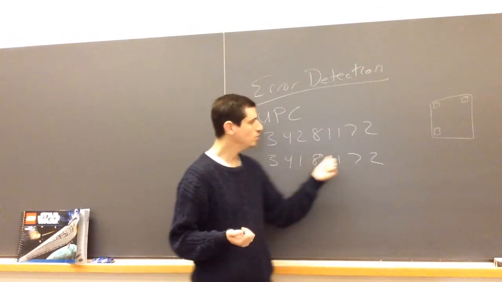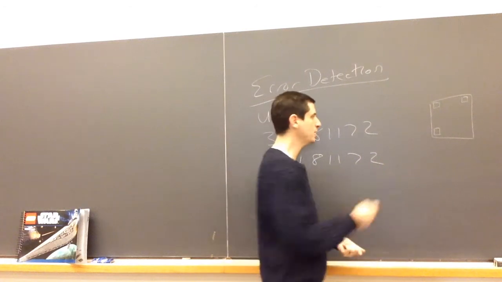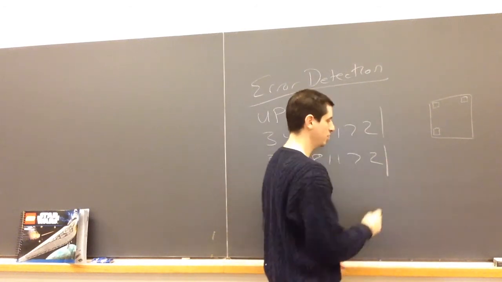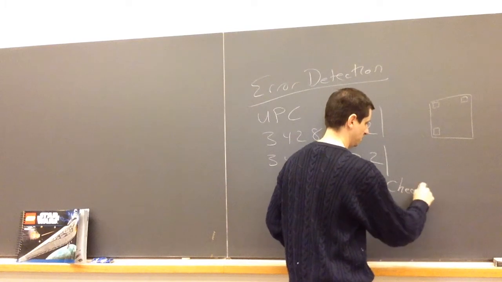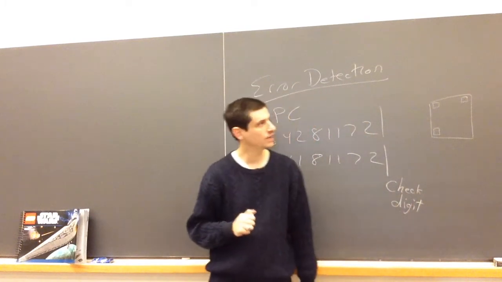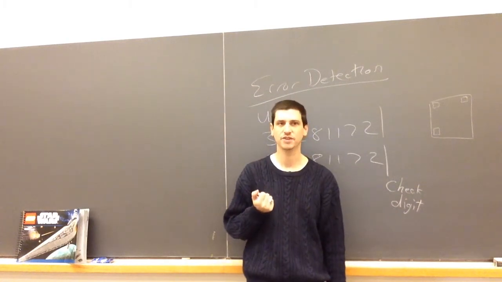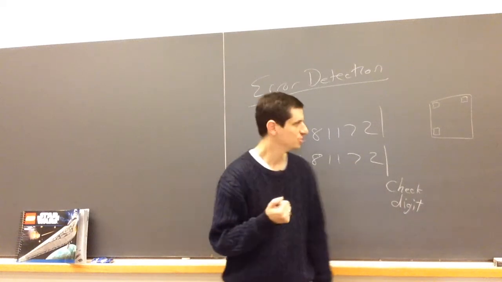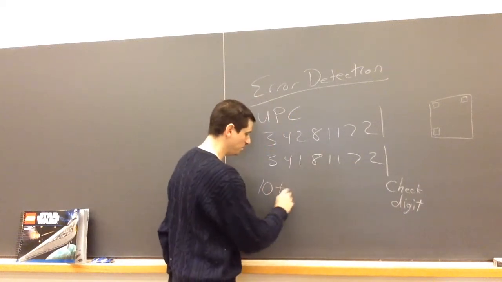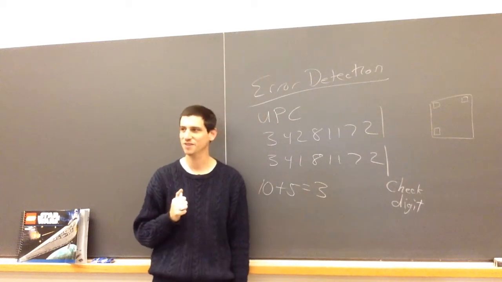So the question is, how can we detect errors like this? One of the things we often do is we have what's called a parity digit, or a check digit. And so right now, it's about 10 o'clock. What time will it be in 5 hours? 3. So, I said there were very minimal math prerequisites for this class, but you're telling me 10 plus 5 is 3.